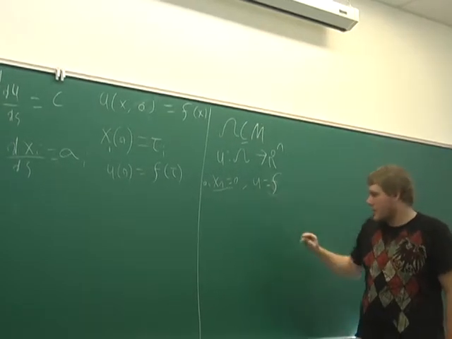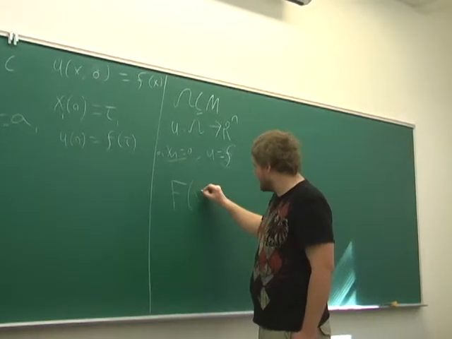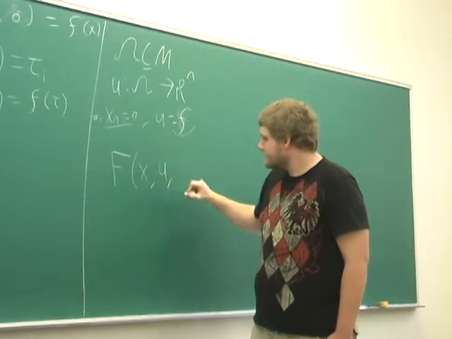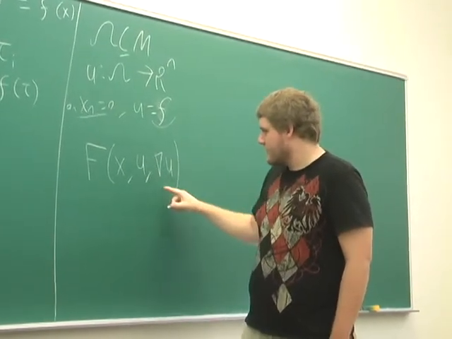So here's what we're talking about, and then our equation. Here's our initial condition. Our equation is just a function of this vector in R^n, the dependent variable, and then the first derivatives of the dependent variable.